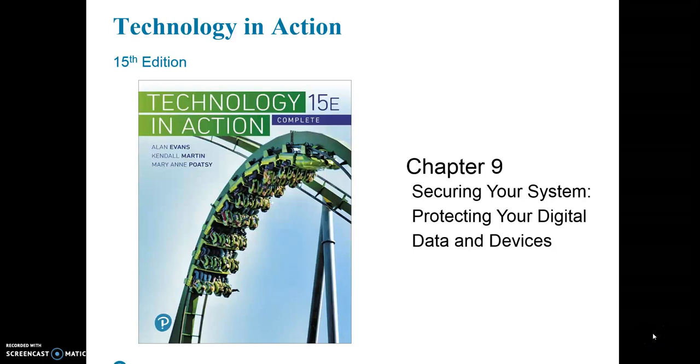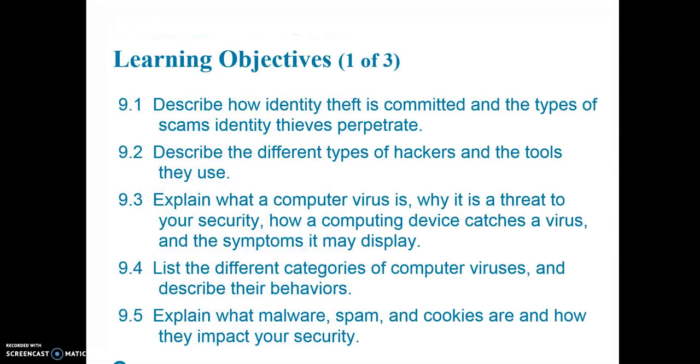All right, guys, so let's start Chapter 9, which is all about securing your system, protecting your digital data and devices. So our learning objectives consist of describing how identity theft is committed and the types of scams identity thieves perpetrate, describing the different types of hackers and the tools they use, explaining what a computer virus is, why it is a threat to your security, how a computing device catches a virus, and the symptoms that it may display.